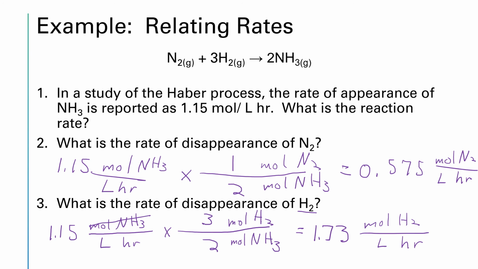So all we're doing is using the stoichiometric coefficients to convert from ammonia, which is what we were given, to the different chemicals, nitrogen and hydrogen. So if we were to have experimental equipment that allowed us to monitor nitrogen more reliably than we could monitor ammonia, we would be measuring 0.575 moles per liter per hour for nitrogen. So this is just different ways of expressing the rate, whether it's in terms of the overall reaction rate or the rate of appearance of a product or the rate of disappearance of a reactant.